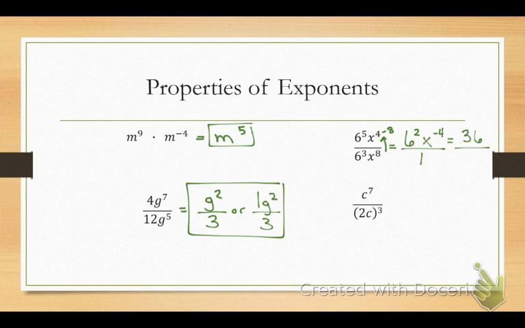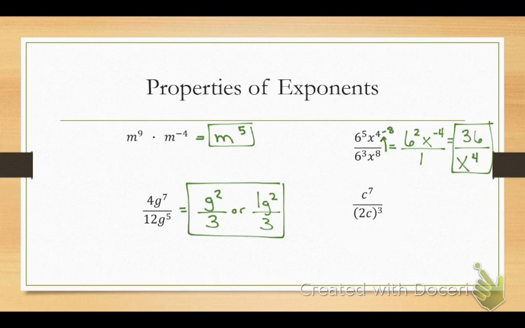And when I move it to the bottom, it becomes positive. I did see some people yesterday, they had the negative exponent, and when they moved it into the denominator, they kept it negative. So that tells me they forgot what they were actually doing in moving it. When you move it, you reverse the sign. Okay? 36 over x to the 4th.